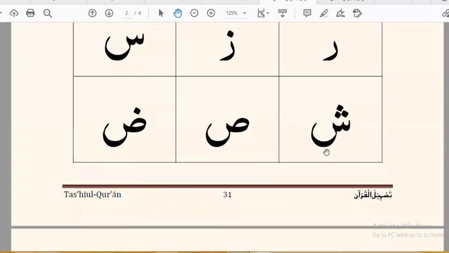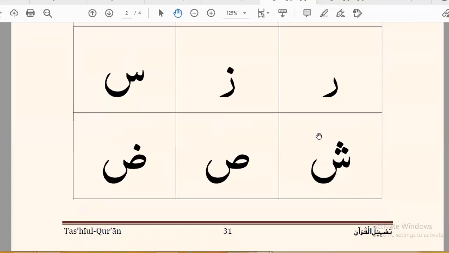Assalamu alaikum. Walaikum assalam. How are you? Good. Alhamdulillah, that's good to hear. So we're going to carry on with exercise 2.1 in which we're looking at the letters of the Arabic alphabet, okay? So we're on this one at the moment.